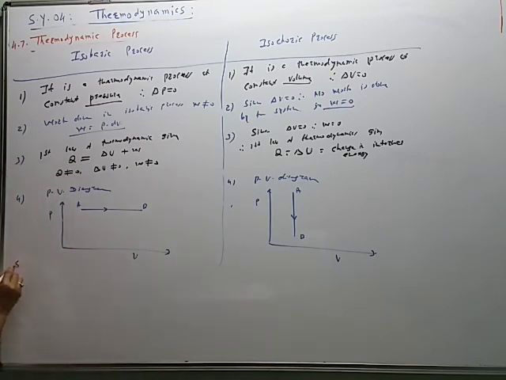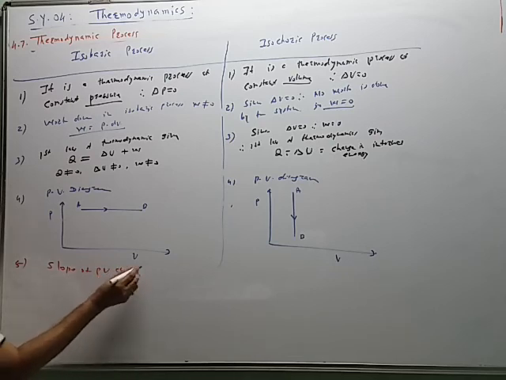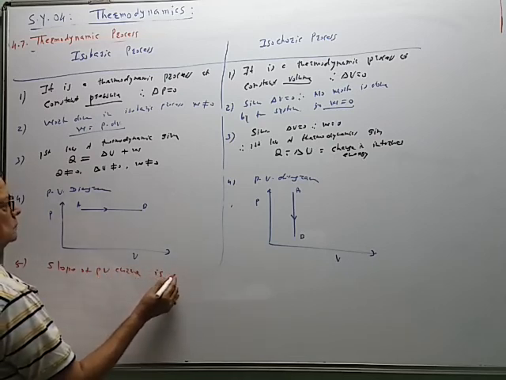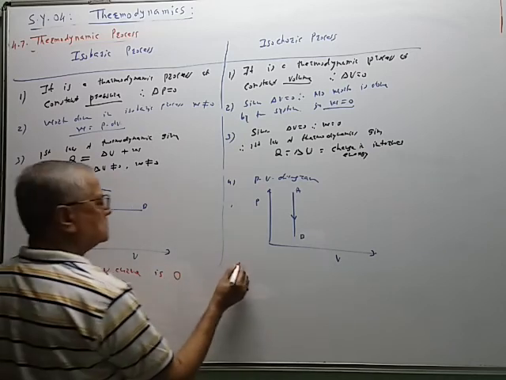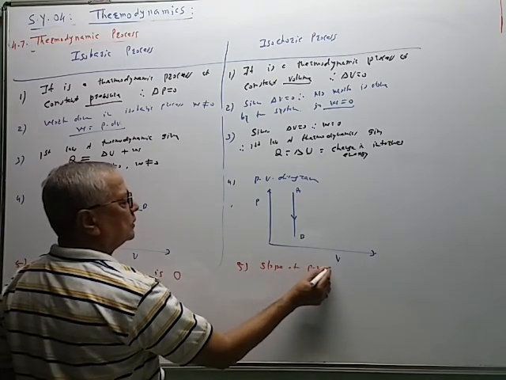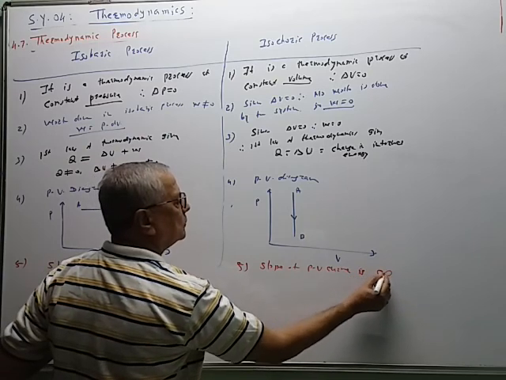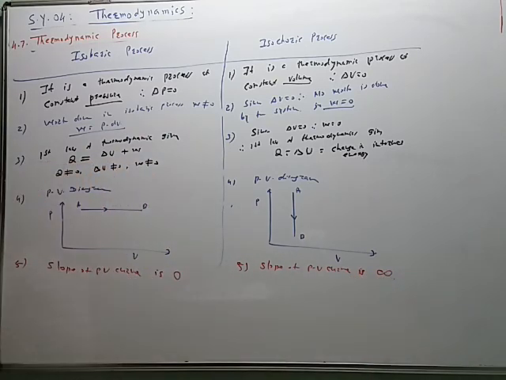Next one. Slope of the PV curve. For isobaric, slope is 0. Slope of the PV curve for isochoric is infinity, like this. So these are the differences between these two processes, isobaric and isochoric processes.